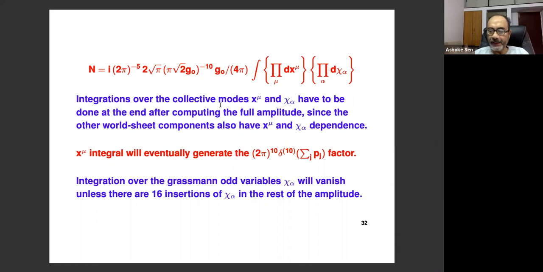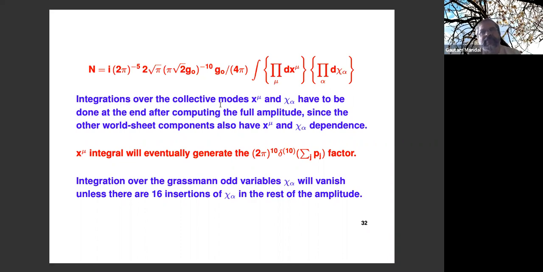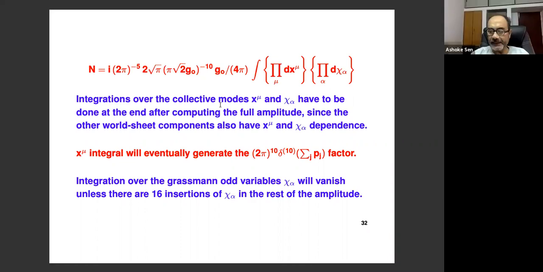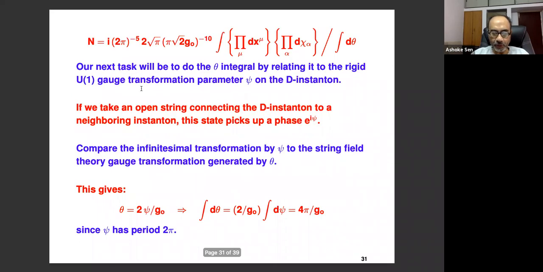And the way it enters the calculation is because there is a Chan-Paton factor. If you just take the open string from the D-instanton to the same D-instanton, then 2 cyclic orderings cancel. If you take the open string connecting one D-instanton to the neighboring D-instanton, then only 1 cyclic ordering contributes, and that's what gives this transformation law. This G0 times G0 times theta by 2 comes from there. I see.